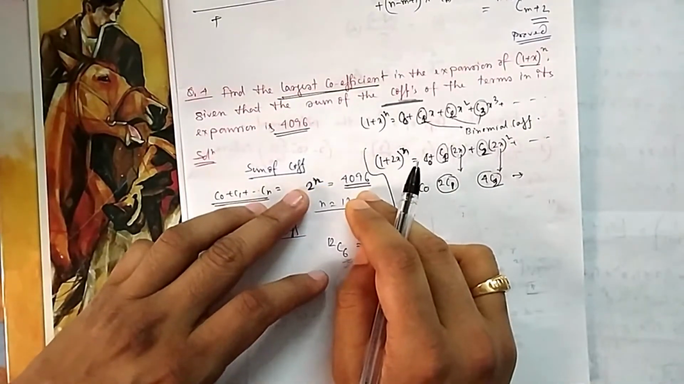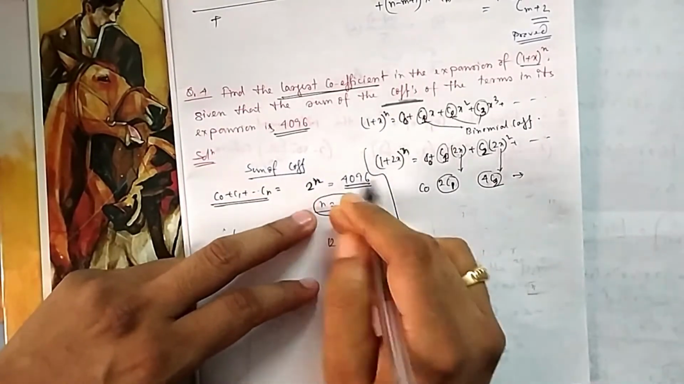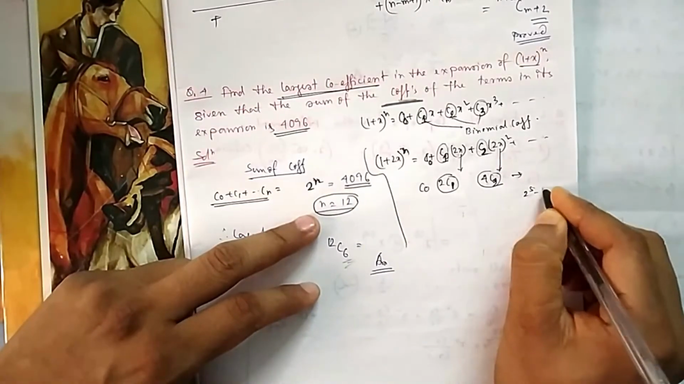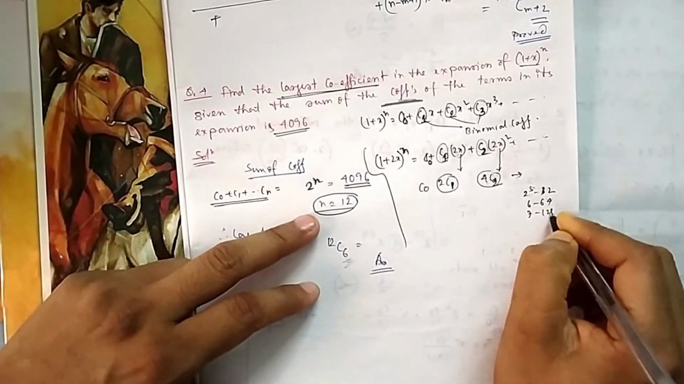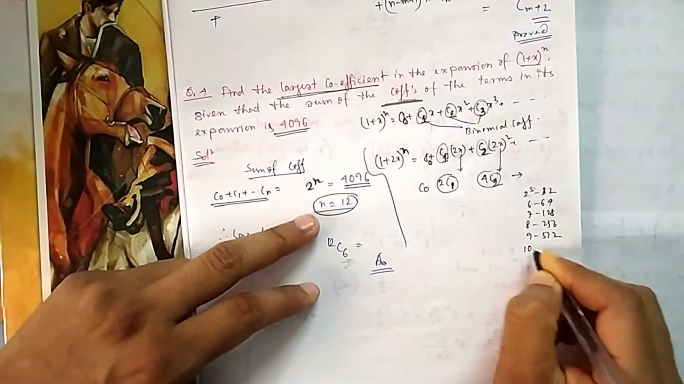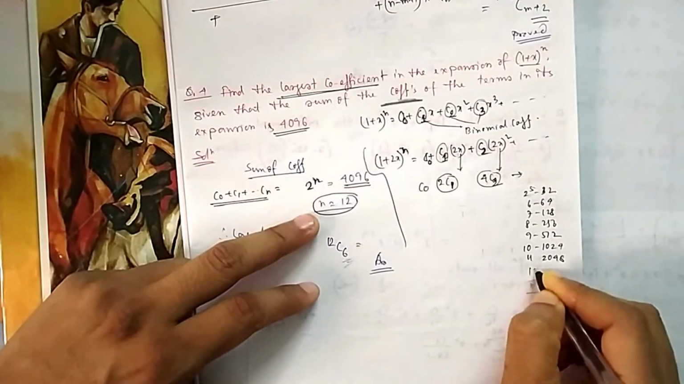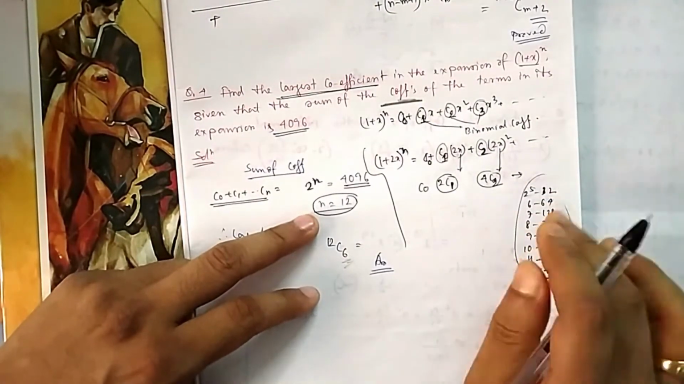2 to the power 5 is 32, 6 is 64, 7 will be 128, 8 will be 256, 9 will be 512, 10 will be 1024, 11 will be 2048, and 12 will be 4096. In the exam, you just have to write a simple table, then you will find it.